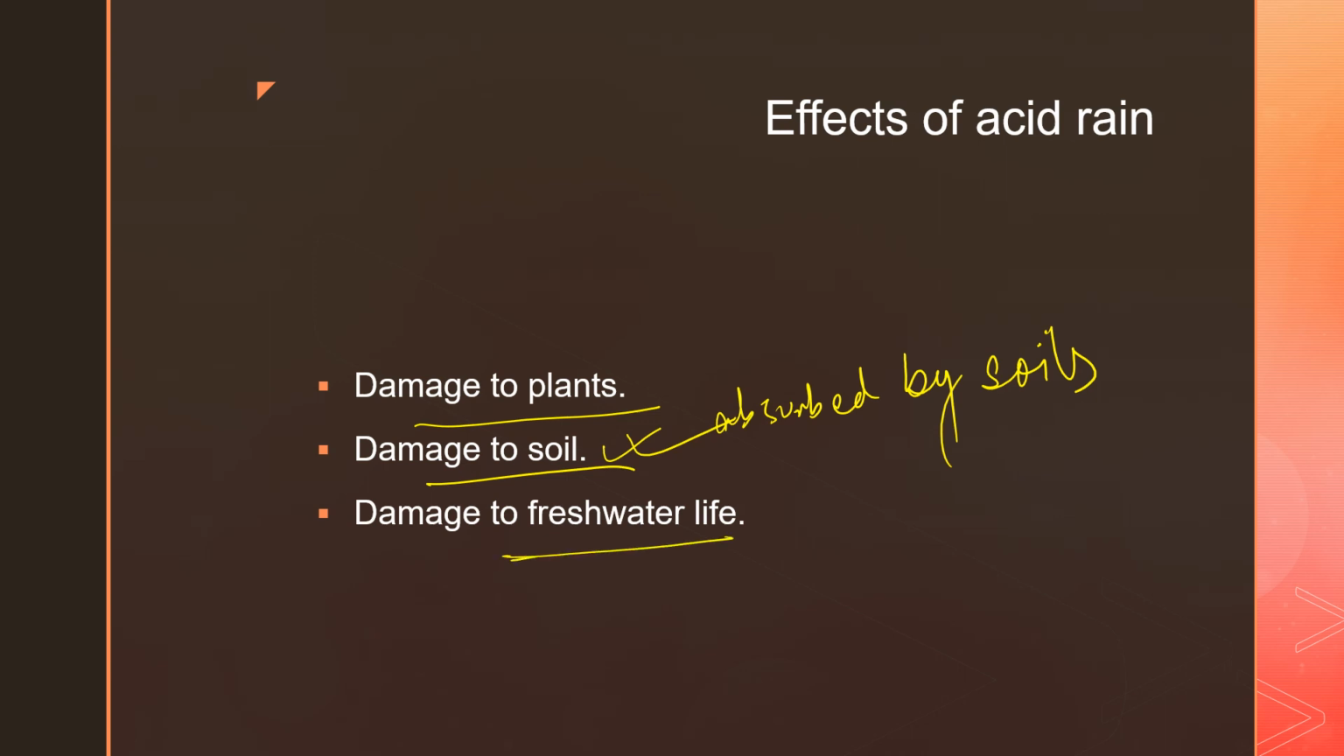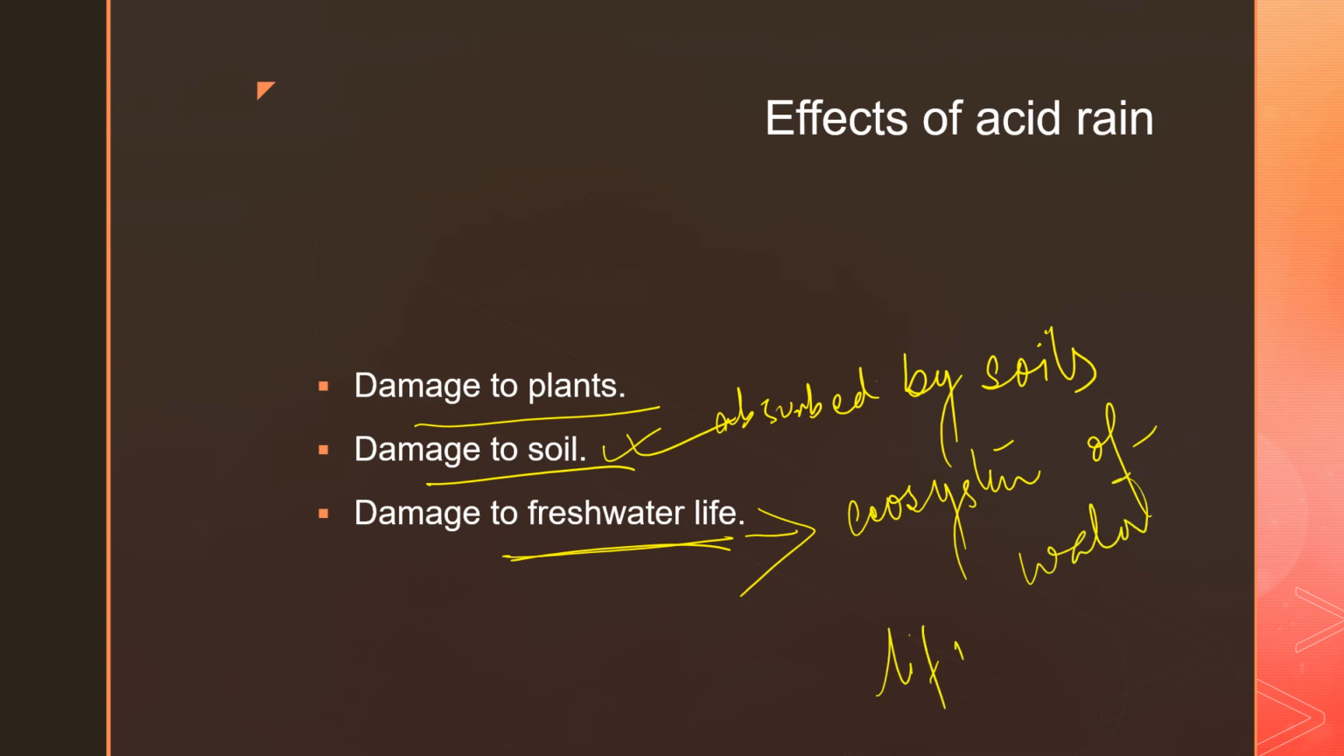It is damaging freshwater life, as the acid is mixing with water. This acid is hampering the ecosystem of water, so the life in water, like the plants and animals, all are affected, all are poisoned with this acid rain.